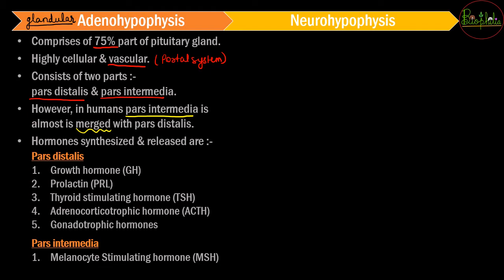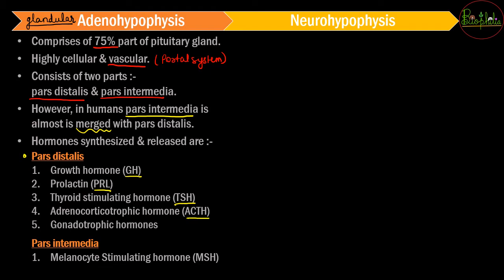So what are the different hormones that are going to be synthesized by the adenohypophysis? The first part is the pars distalis, from where 5 hormones will be released, that is growth hormone, prolactin, TSH, that is thyroid stimulating hormone, adrenocorticotropic hormone, and the gonadotrophic hormones. All these are the 5 hormones that will be controlled by the hypothalamus.